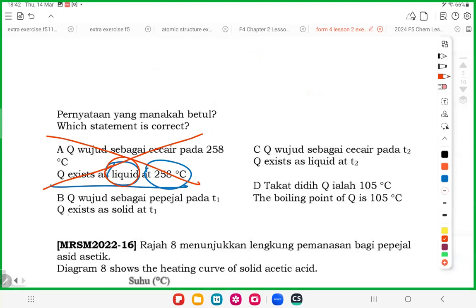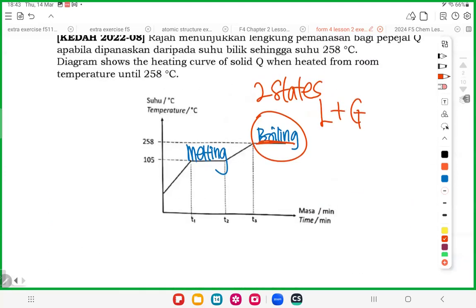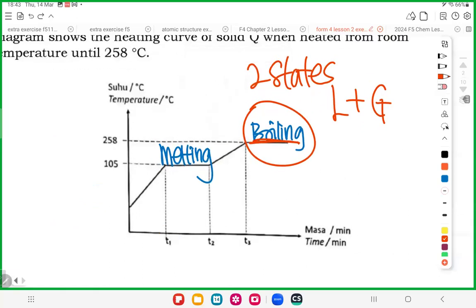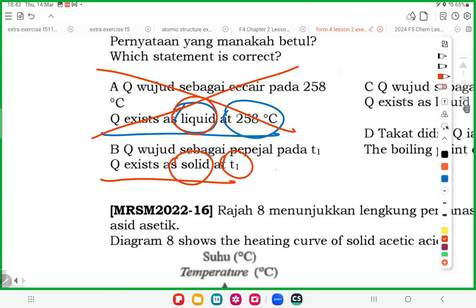Q is a solid at T1. Let's look at T1. Where is T1? T1 is here, on the horizontal line. We know this is where melting started, and this is where melting ended. So T1 is where you first started melting. When melting starts, you will have some solid, and some solid will already become liquid. Understand? Melting has already started, so it should be solid and liquid.